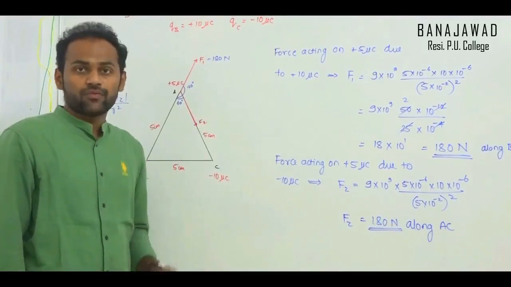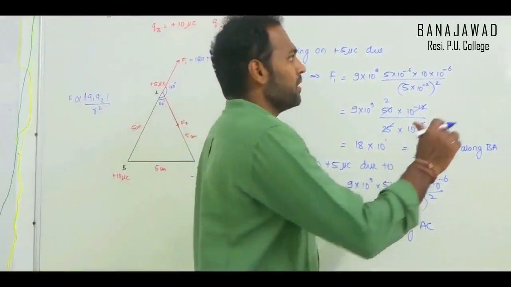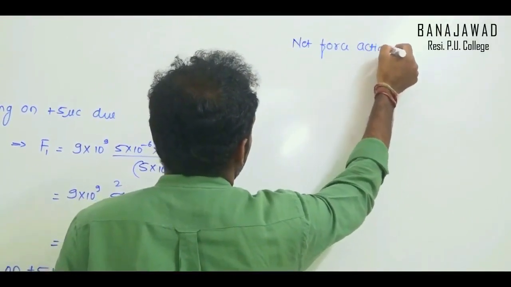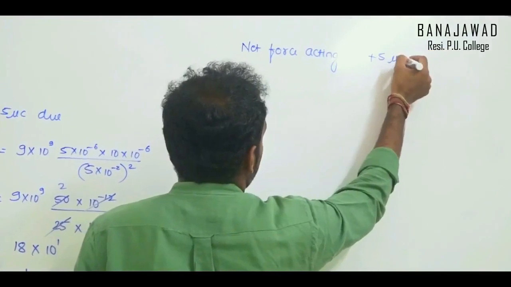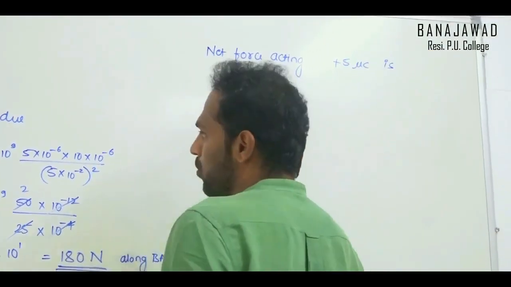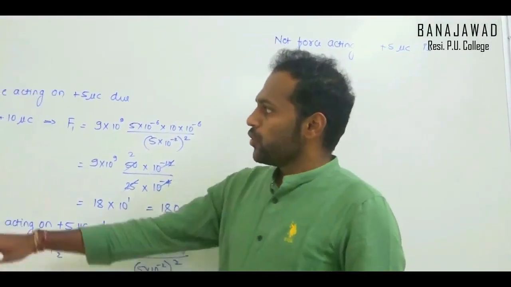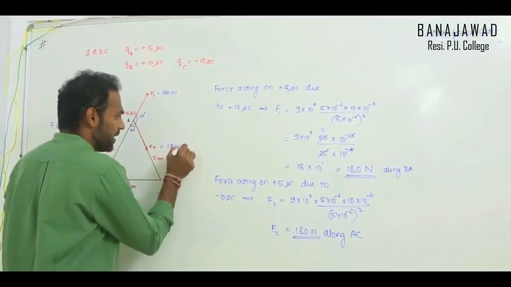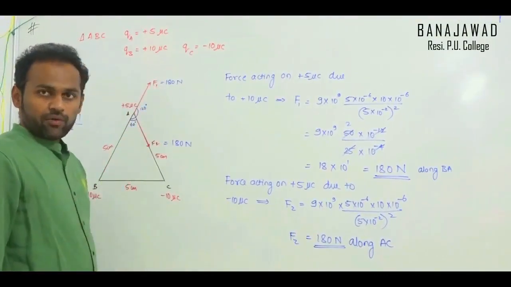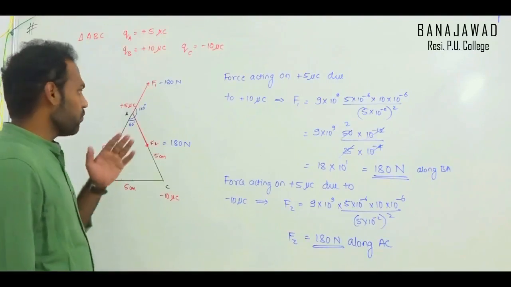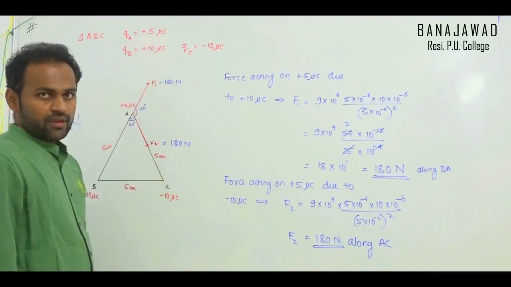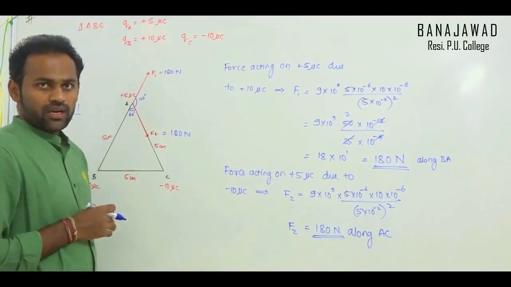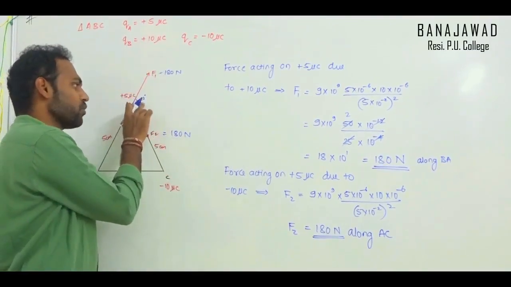Next we have to find the resultant force, the net force acting on the charge plus 5 microcoulomb. How to calculate it? Two forces are there, F1 and F2, both 180 Newton, equal in magnitude. But the directions are different: one is acting along BA, another along AC. So two equal forces are acting such that the angle between them is 120 degrees.